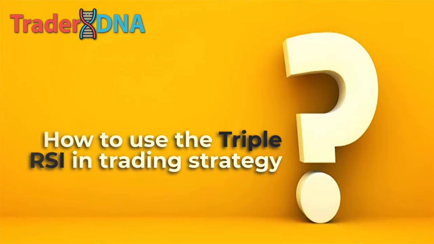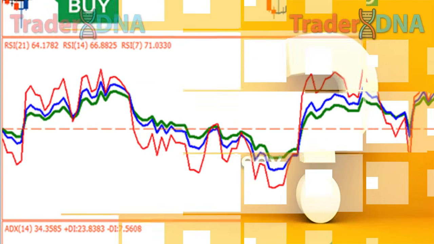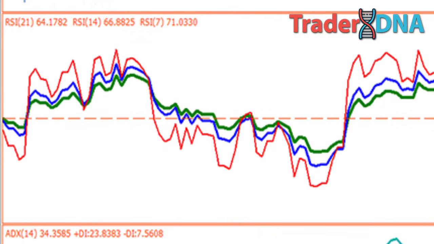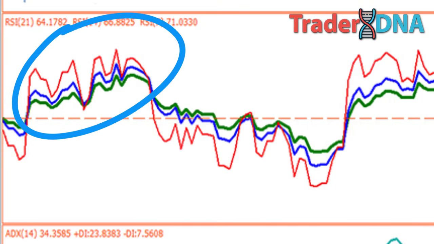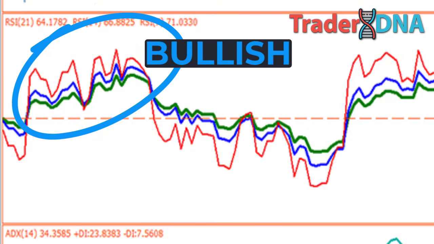How to use the triple RSI in trading strategy. You already know that the triple RSI involves calculating the market data using the same concept as the traditional RSI and conducting additional calculations. When the dynamic red line reaches above the other two dynamic lines and all the lines are above 50 level, it declares a positive force on the asset price. And vice versa for the opposite crossover.